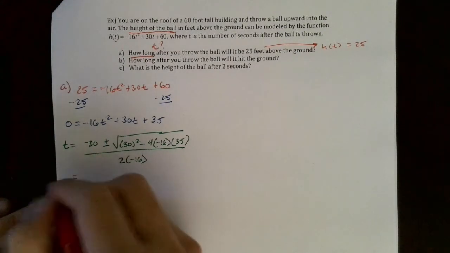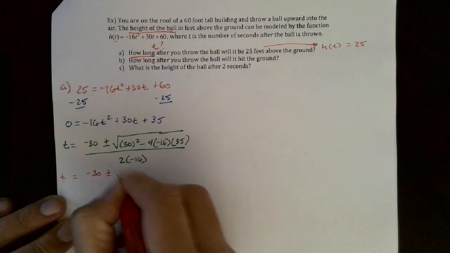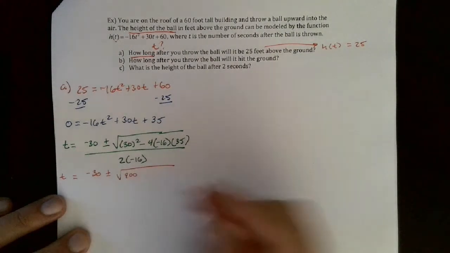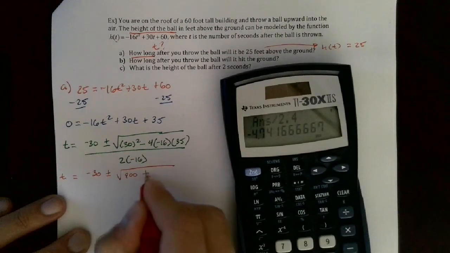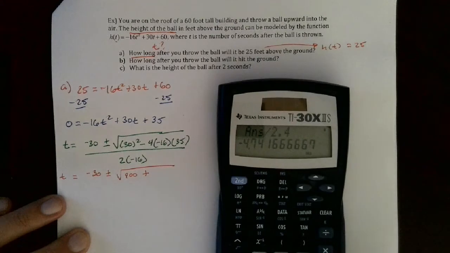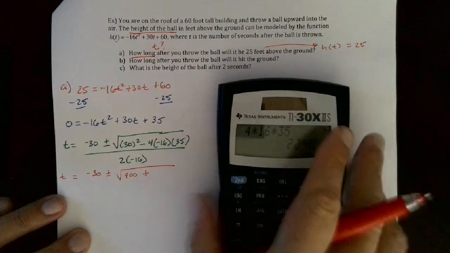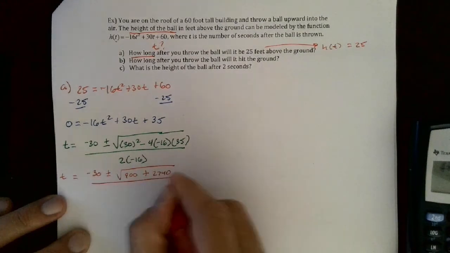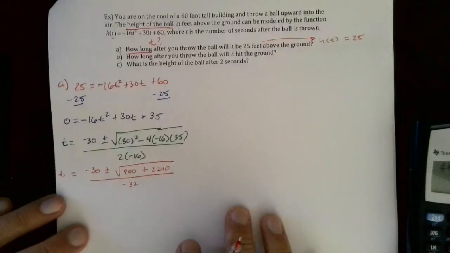Simplifying this, we get t equals negative 30 plus or minus the square root of 30 squared, which is 900 if you do that on your calculator, minus 4 times negative 16 times 35. I know it's going to be a positive because a negative times a negative will make it positive. 4 times 16 times 35 gives us 2240. And this is all over negative 32, right? 2 times negative 16 is negative 32.